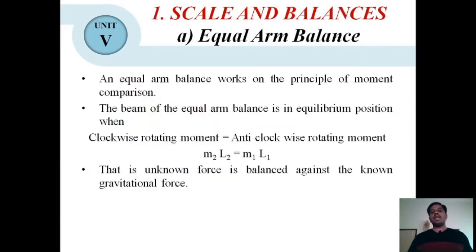The first one is scales and balances. In the scales and balances, the first one is equal arm balance. Equal arm, as we already know, means this scale and balance uses a beam. A beam should have equal arms such that we pivot this beam in the middle. So the length of the beam with respect to this center must be equal on both sides.